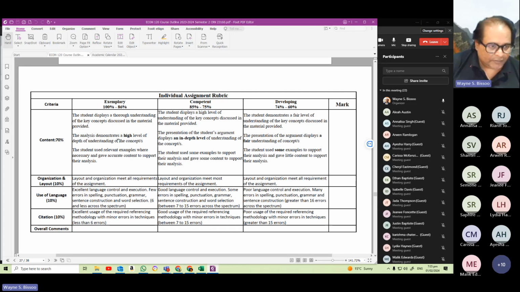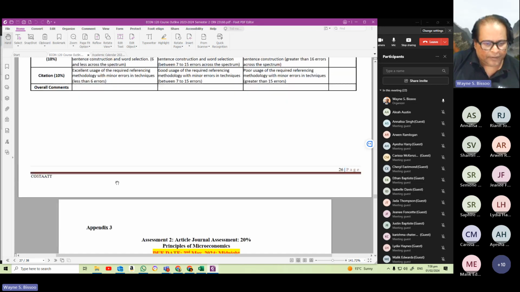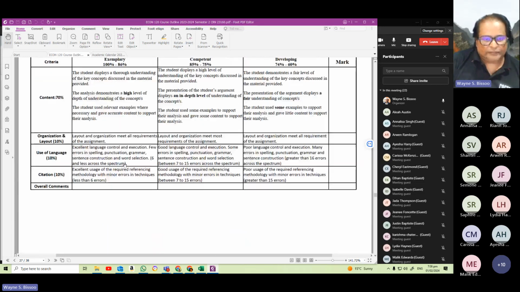All right. So focus on this area here where it says exemplary work. You want to be hitting this kind of description in the way in which you respond to your questions. All right. Okay. So that's the end of assignment 2.